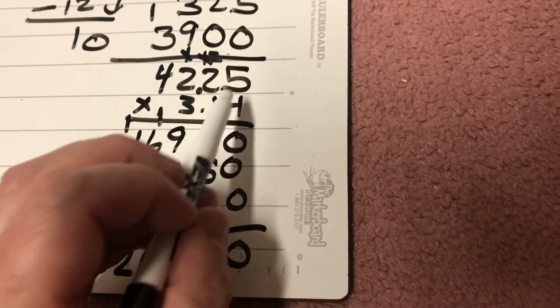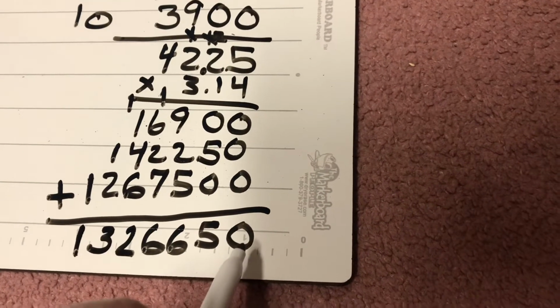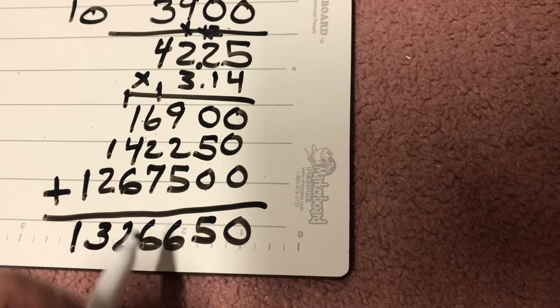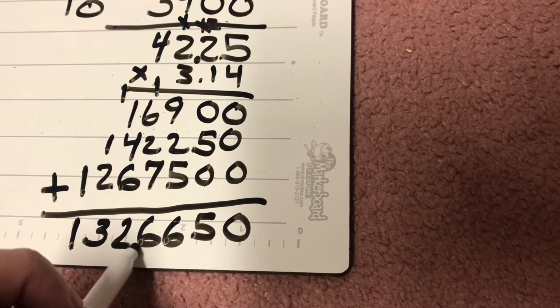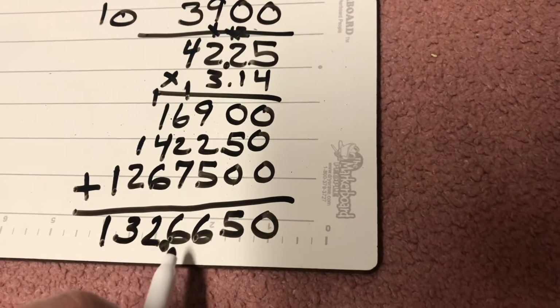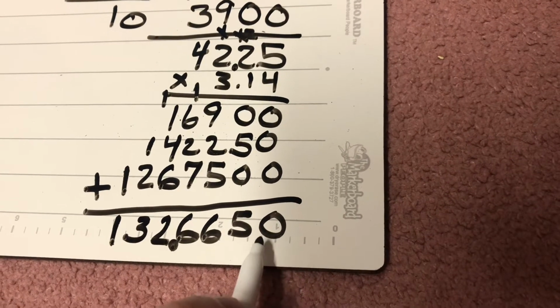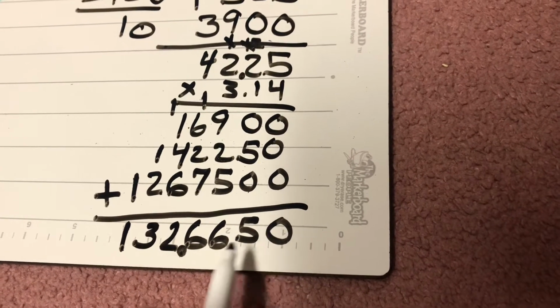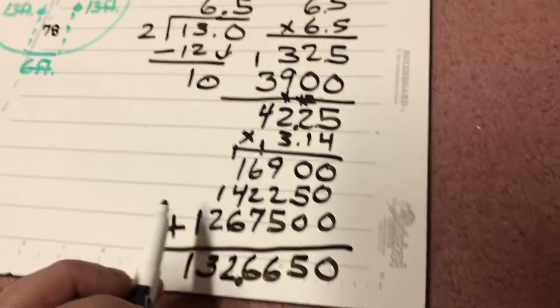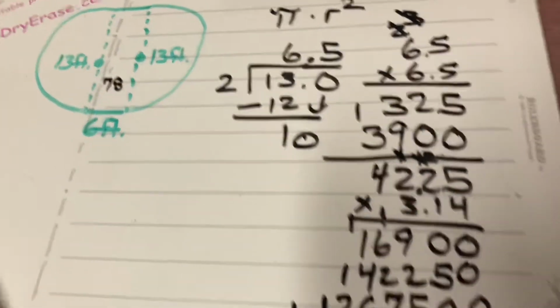There are 1, 2, 3, 4 numbers after the decimal in the problem, so I need 1, 2, 3, 4 numbers after the decimal in my product. I get 132.665. I don't need that as part of my answer. But that's just the circle. I need to combine that with the area of my rectangle, which was 78.